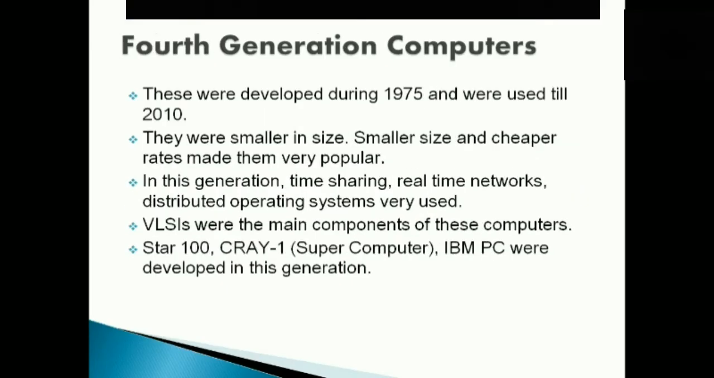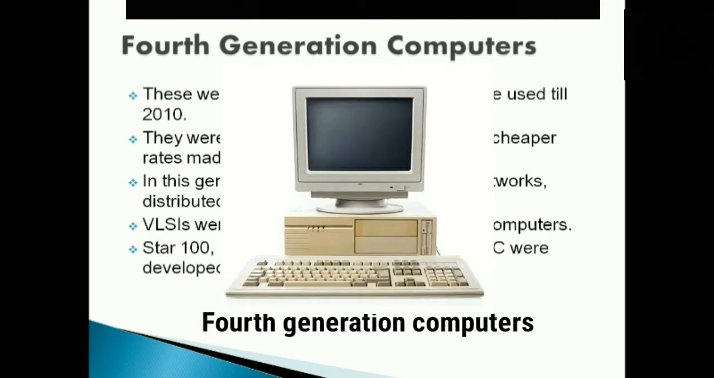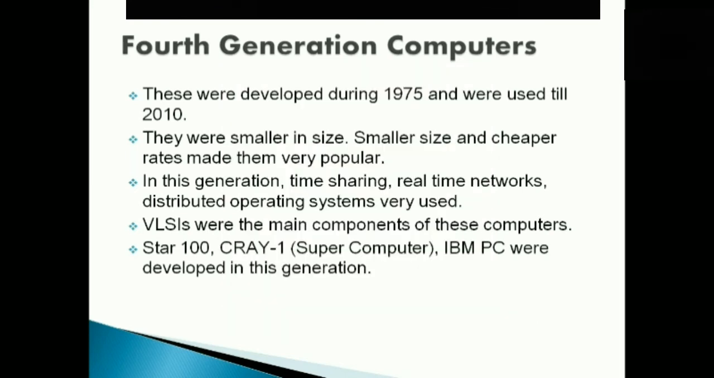Now let's move to the year 1975. Fourth generation computers. They were developed during 1975 and were used till 2010. They were smaller in size. Smaller size and cheaper rates made them very popular. In this generation, time sharing, real-time networks, and distributed operating systems became widely used. VLSIs were the main components of these computers. Star 100, Cray 1, that is a supercomputer, and IBM PC were developed in this generation.